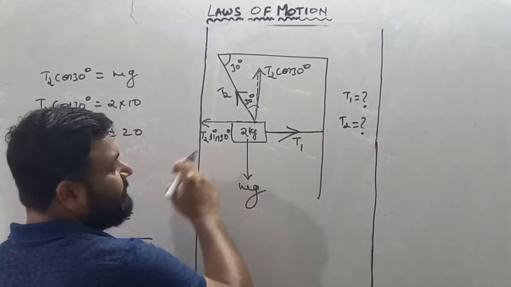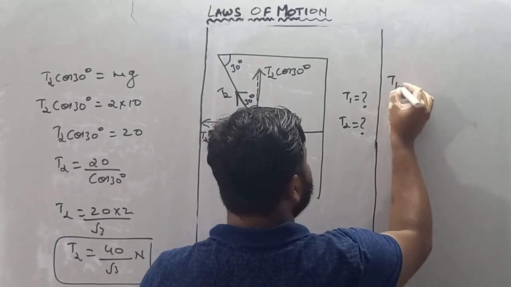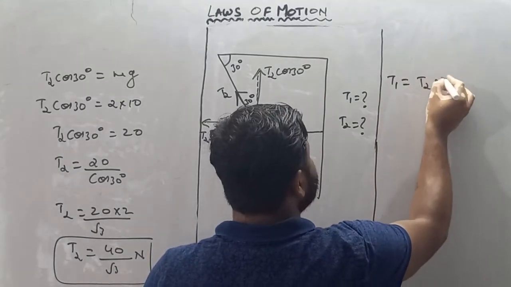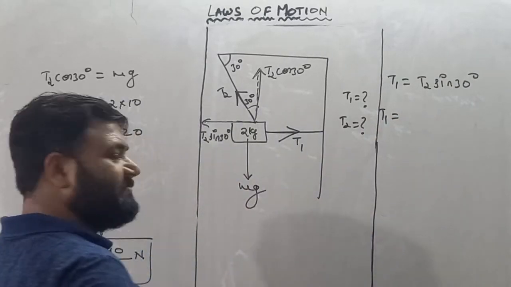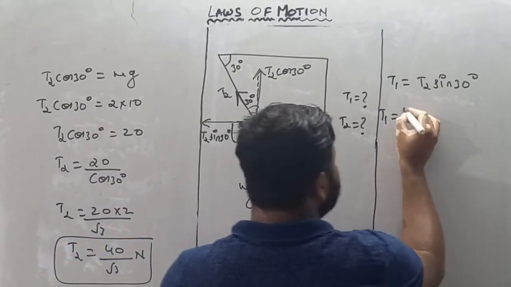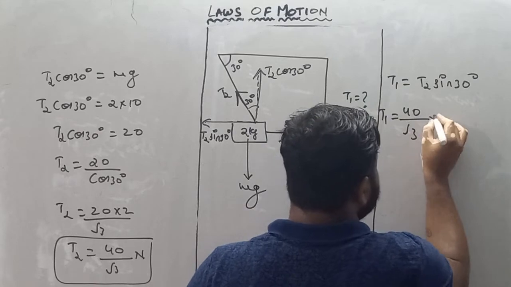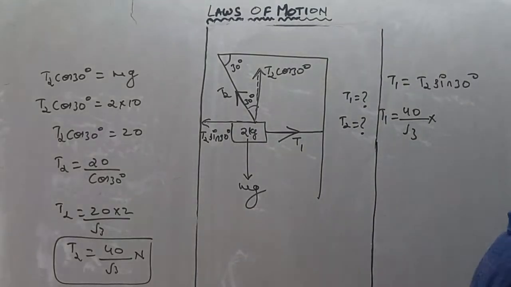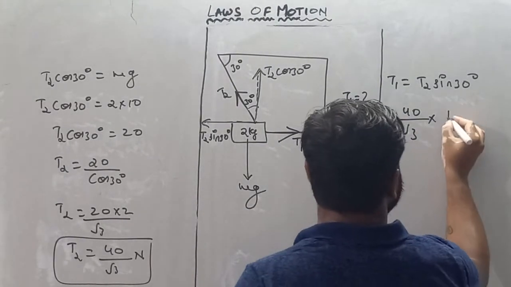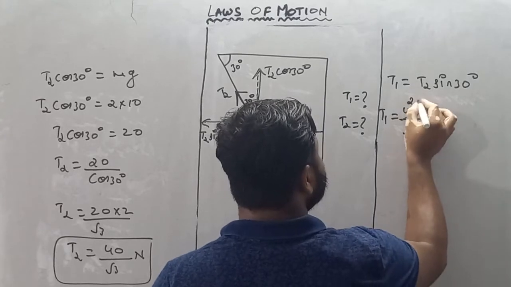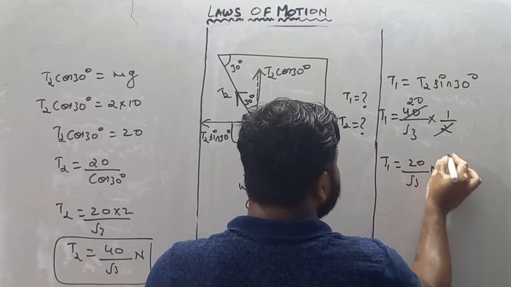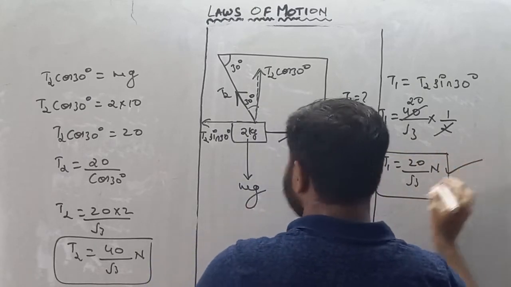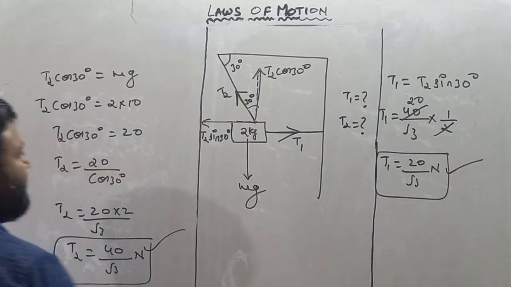So T1 must be equal to T2 sin 30. Write down T1 is equal to T2 sin 30, and we'll get the value of T2, which is 40 by root 3, and you must know the value of sin 30. The value of sin 30 is 1 by 2. So 2 2s are 4. So T1 is equal to 20 by root 3 Newton. This is the value of T1, my dear student, and this is the value of T2.